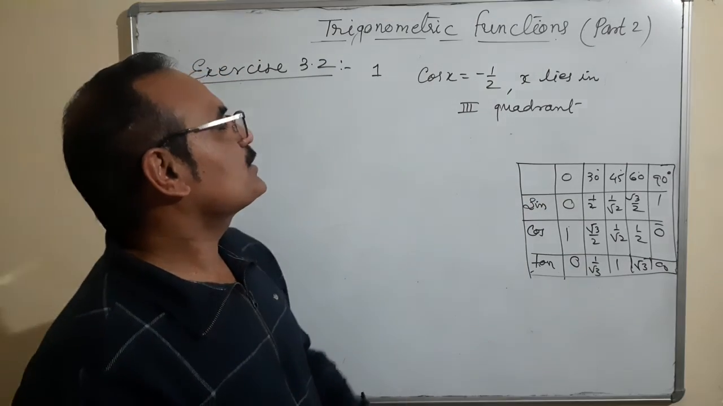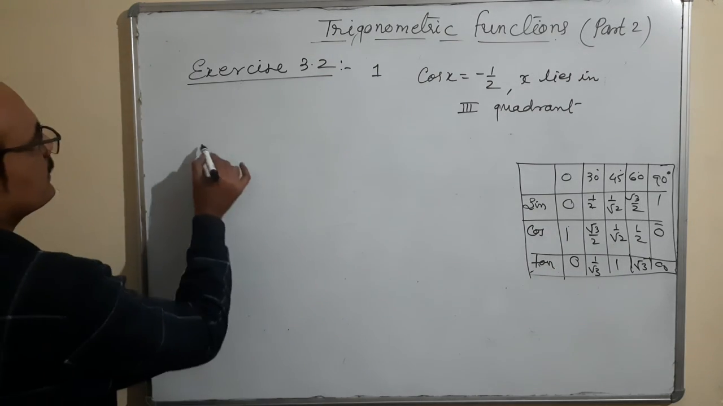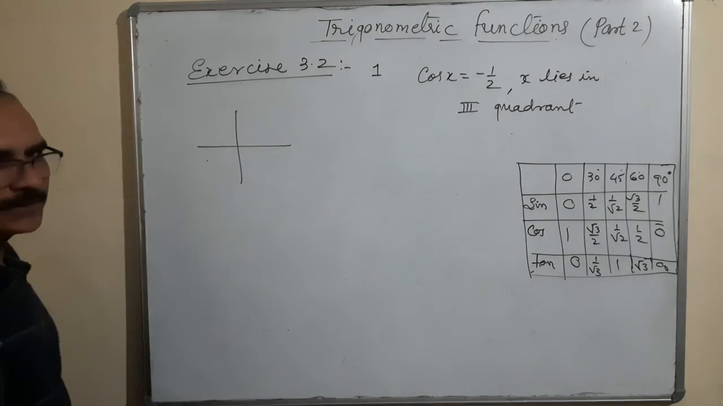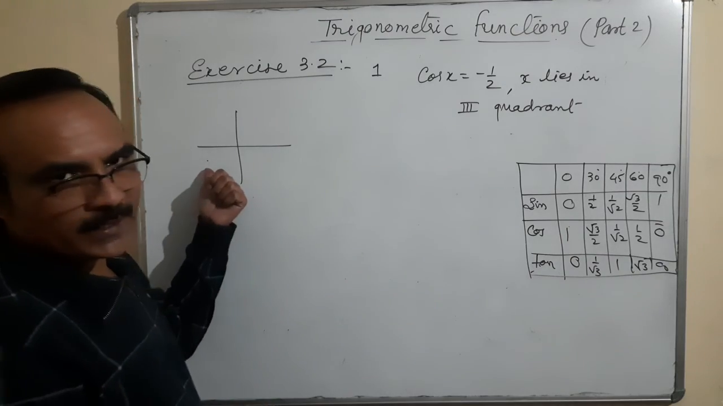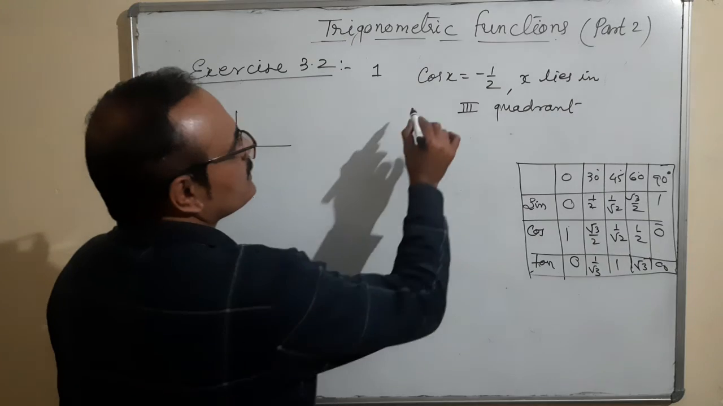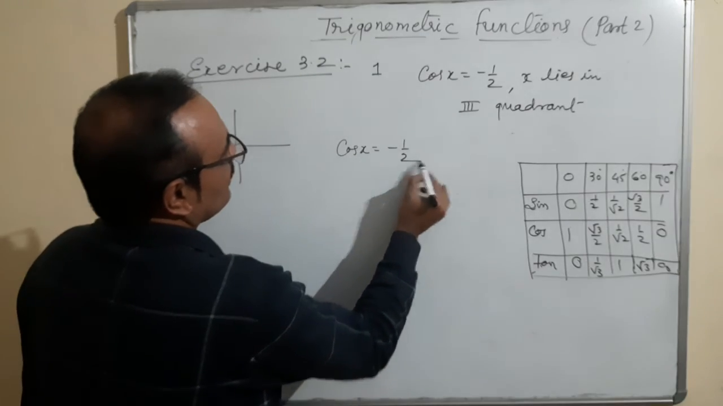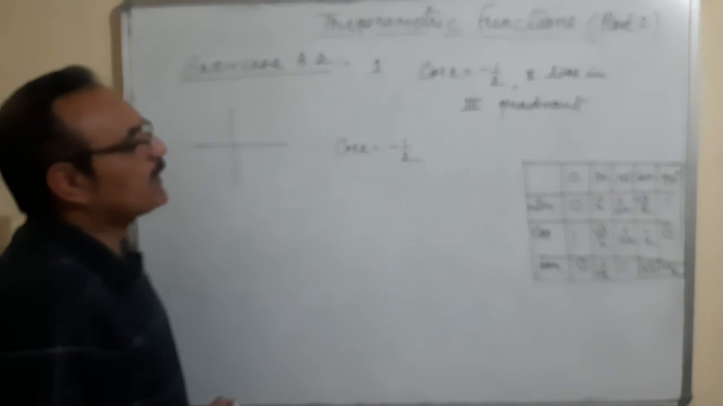Let us see, cos x is equal to minus 1 by 2. X lies in the third quadrant. Where is x? X is here in the third quadrant. What is the picture of the third quadrant? Clearly tan and cot are positive, others are negative. So cos x is equal to minus 1 by 2.